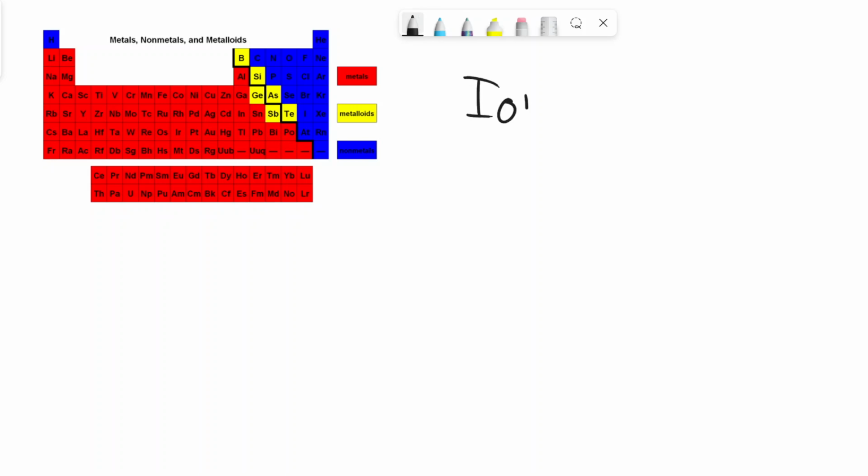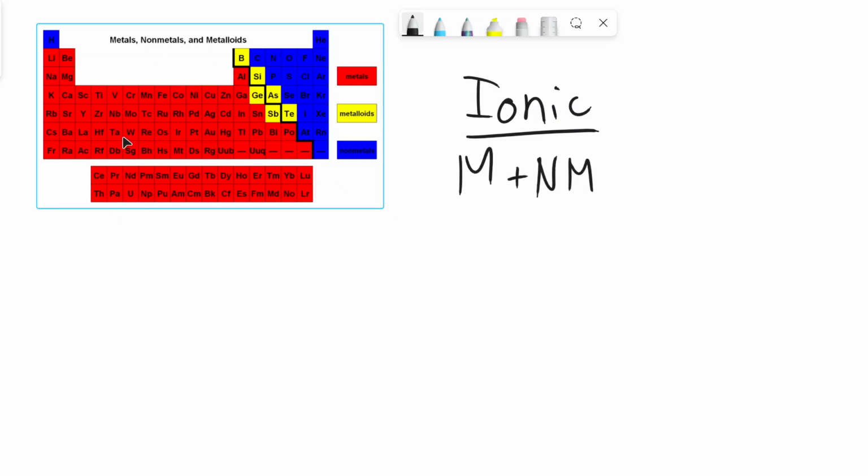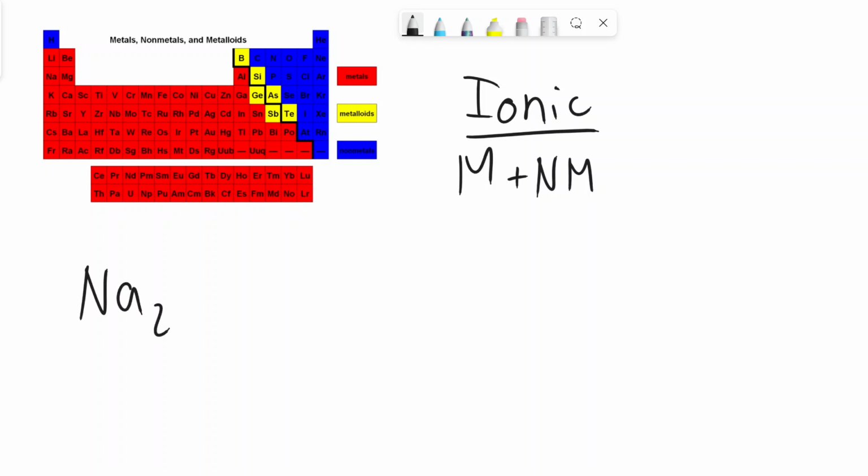So ionic bonding is between a metal and a non-metal. Metal is basically all the red here, and non-metals is the blue, including hydrogen up in its teeny corner over there. So, for example, if we have Na2S, that's basically sodium sulfide.